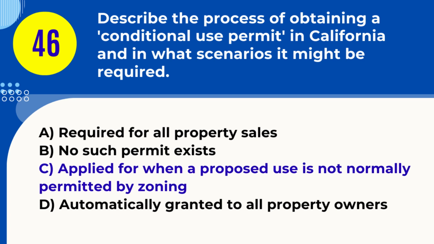Answer. C. Applied for when a proposed use is not normally permitted by zoning. Explanation. A conditional use permit in California is required when a property owner wants to use their land in a way that is not normally allowed by the current zoning regulations. The process involves applying to local authorities and may include hearings or community input.